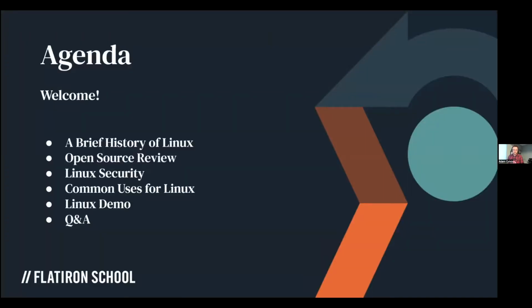All right, so tonight we're going to be talking about a couple different things. First and foremost, a brief history of Linux, and by brief, I mean very brief. We're going to review what open source is, the pros and cons and everything that goes into it. We'll do a quick look at some Linux security, some common uses for Linux, and then I'm going to do a brief Linux demo, bringing up a couple of virtual machines to demonstrate a few workflows inside of Linux.